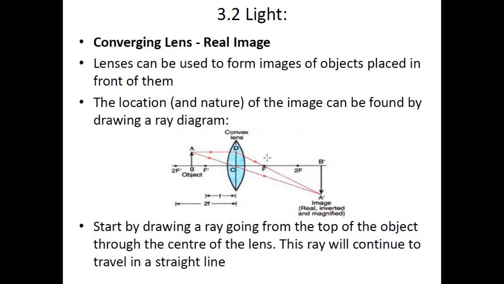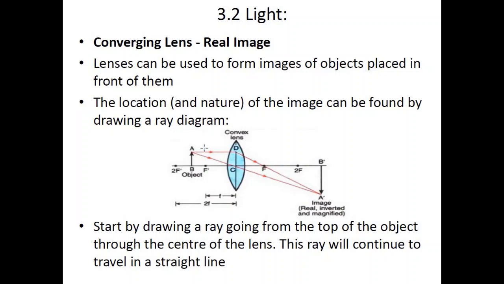Now when talking about converging lenses, they produce real images. They can be used to form images of objects placed in front of them. The location and nature of the image can be found by using a ray diagram. Depending upon the distance between the object and the lens, different types of images can be formed.